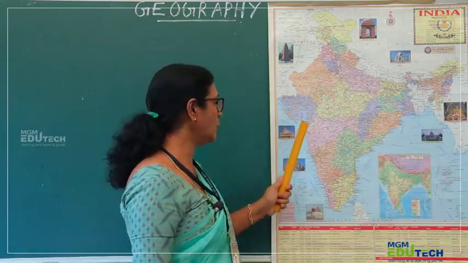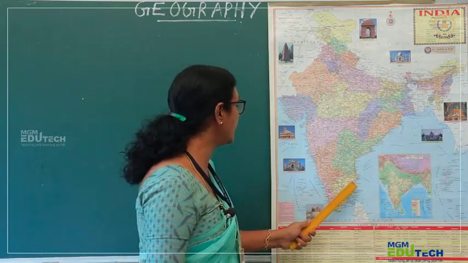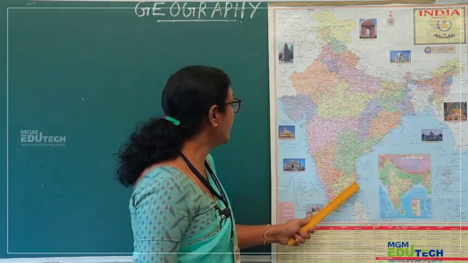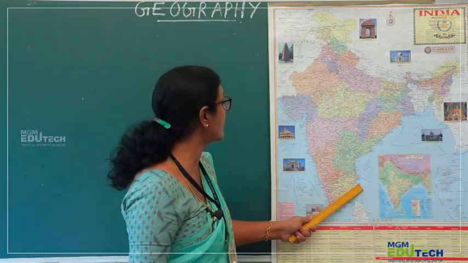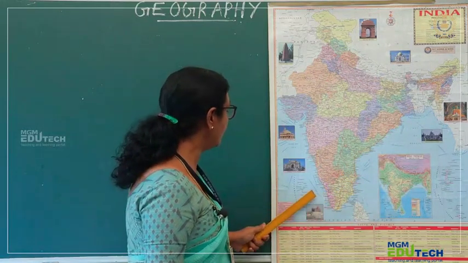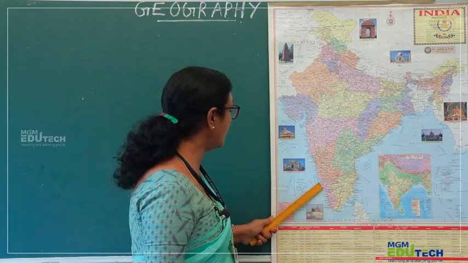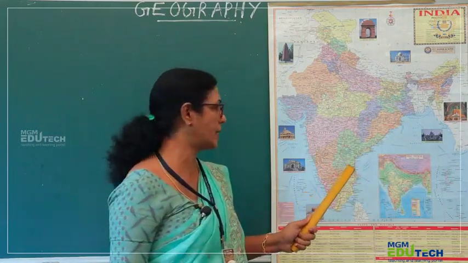So 1, 2, 3, and we have Puducherry here. Puducherry has 3 areas. Near Chennai in Tamil Nadu we have Puducherry territories here. In Yanam, that is in Andhra Pradesh, then on the Kerala coast region, Puducherry, that is Mahe, it is called Mahe.